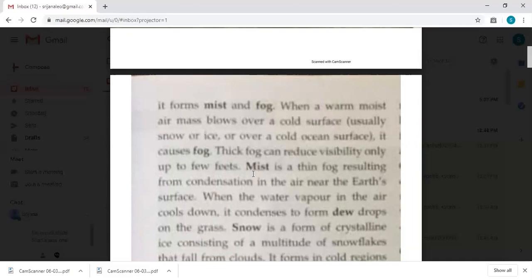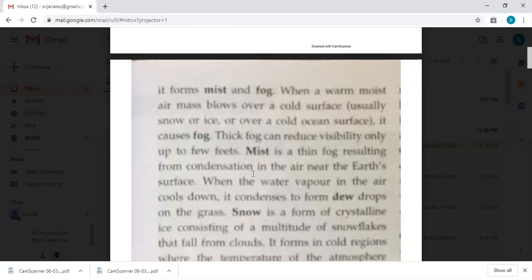Whereas mist is also like fog but at a higher level. Ground level will be clear, but at a higher level the entire atmosphere will be covered with a fog-like feature, and that's called mist. Look-wise it is similar, but mist is formed at a higher level, while fog is formed at ground level. I want you all to underline mist and fog. I think it's given at the back also.